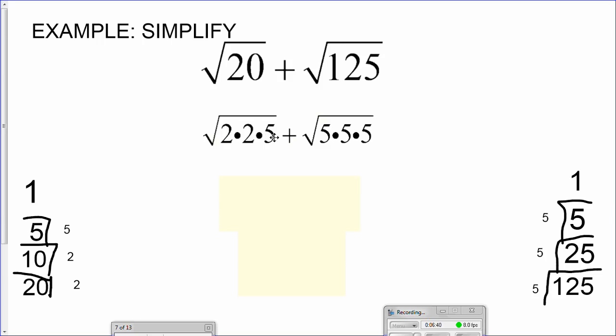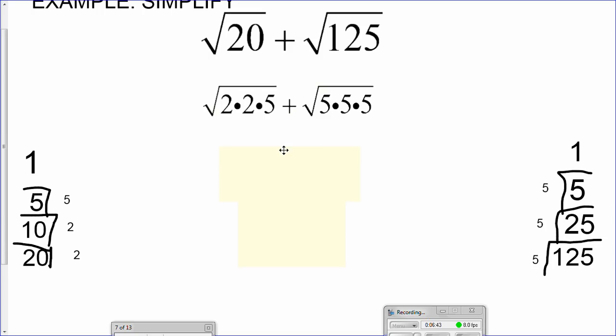They're both square roots, so I'm looking for doubles. So I had a double 2, so it moved outside. I had a double 5, so it moved outside. But they both have a 5 hanging out inside the radical. So now they have the same radical, and the number in front is kind of like a coefficient. So what I can do, because it's the same square root of 5, I can go ahead and add the numbers in front, the 2 and the 5 together, giving me 7 square root of 5. And that is my final answer.